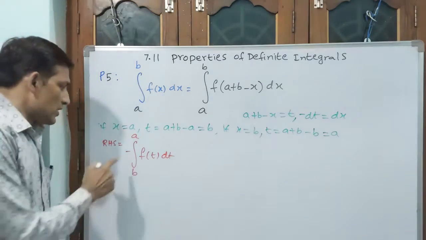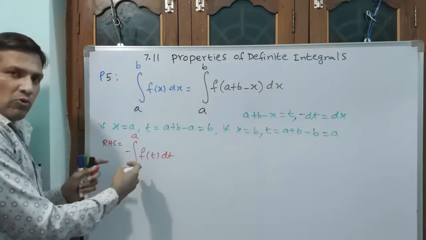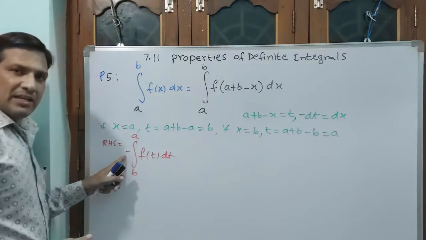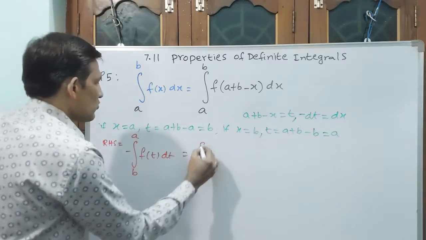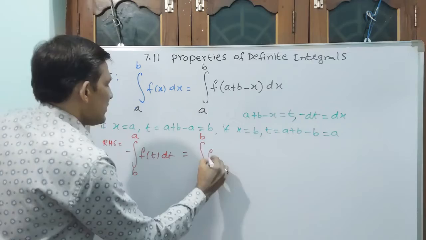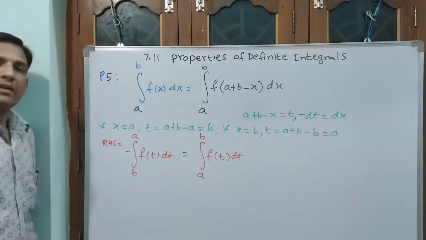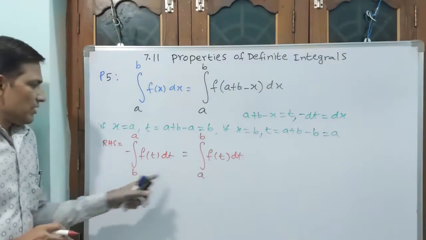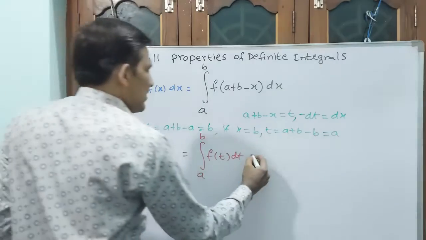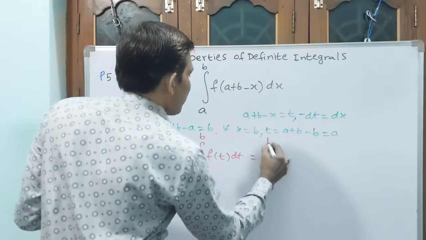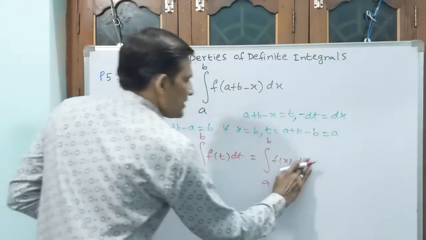Okay, now we proceed. See, I want to reverse the lower limit and upper limit, and this minus I want to remove. See, I am removing the minus. This b goes to the top: a to b, f of t dt. Is it okay? That's all. This is equivalent to integral a to b, f of x dx. I already told you. Sorry, not dt, dx.